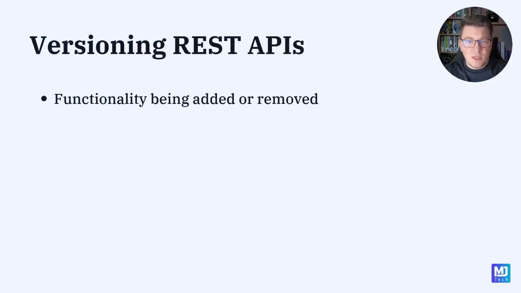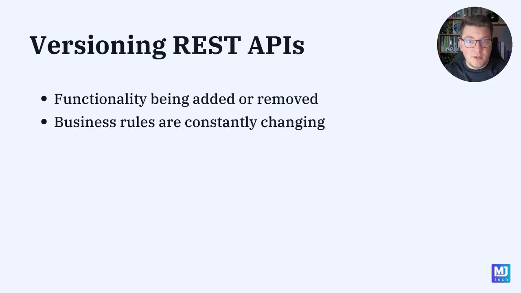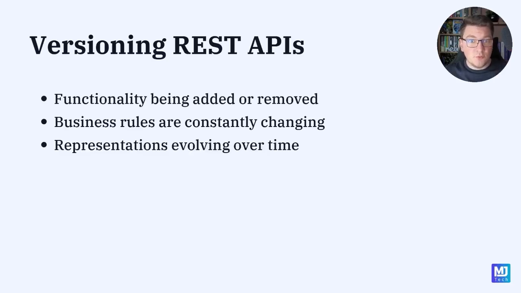They say change is the only constant, and this is also true for REST APIs, where it's very common for functionality to be added or removed from the API surface. Our API is typically powering a business behind the scenes, and business rules are something that constantly changes as the business evolves and adapts to the changing landscape. This also means that our REST API will need to evolve together with the business. And another change vector is our resource representations, which can evolve over time by introducing additional fields, becoming more complex, or even removing some fields from the representations, which constitutes a breaking change.